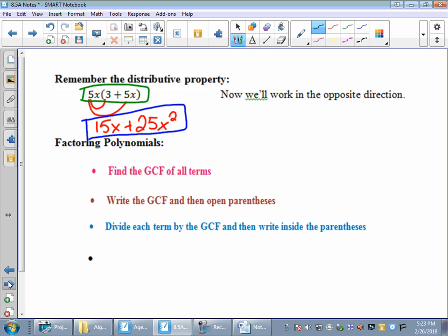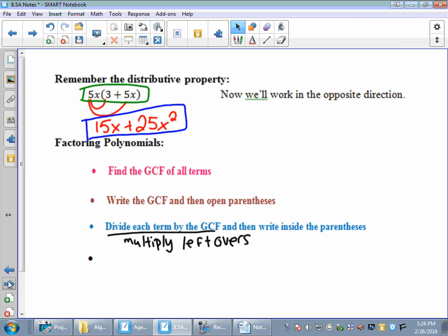So here's what I'm going to say. If you are one of the people that like prime factorization, that little bit of extra work you did at the beginning is going to pay off. Because instead of divide each term by the greatest common factor, we can go ahead and say multiply leftovers. And we'll take a look at exactly what that looks like in just a second.